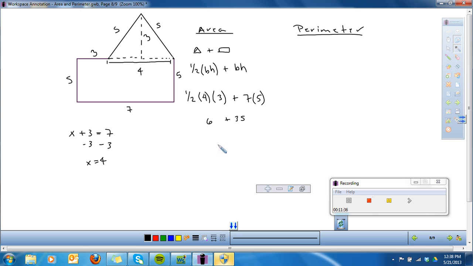I'm going to add those together. 6 plus 35 gives me an area of 41. So my area is 41, and then don't forget your units. Units squared.